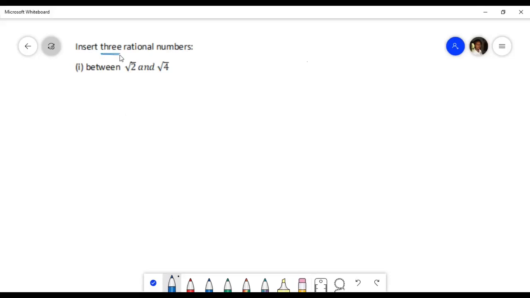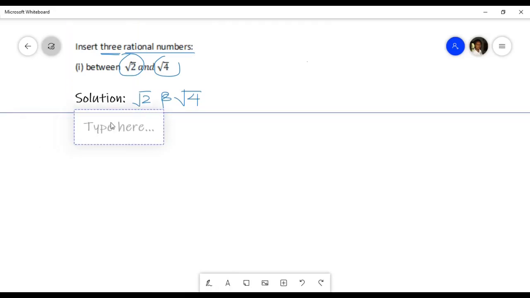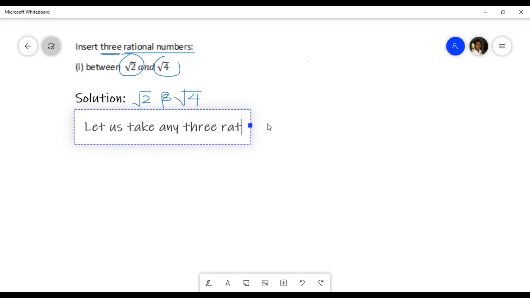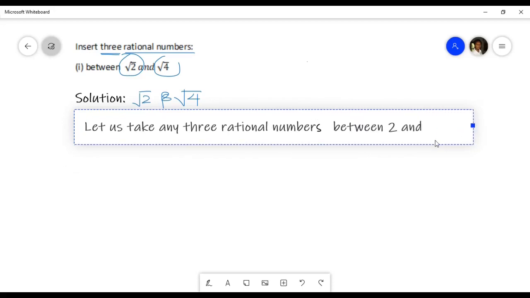Insert three rational numbers. We'll learn how to insert three rational numbers in between root 2 and root 4. Let me write down the terms: root 2 and root 4. So what we have to do is take any three rational numbers between 2 and 4.